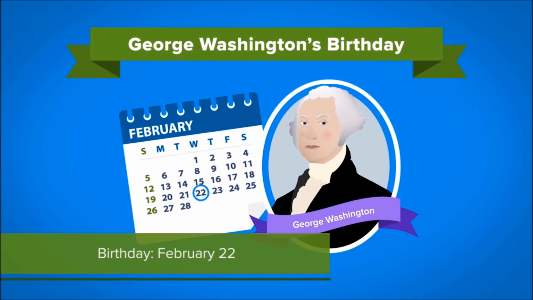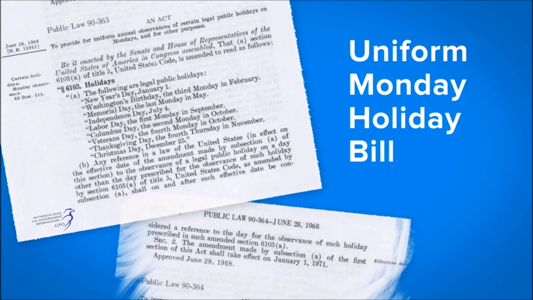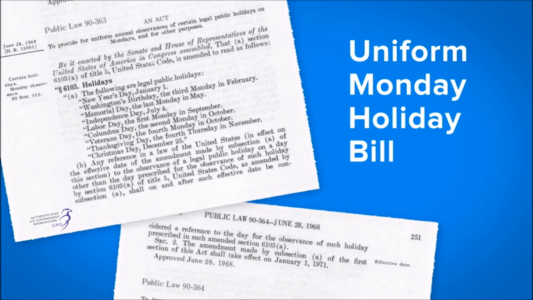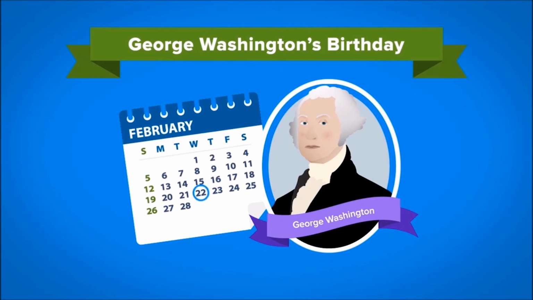The modern history of President's Day really began in 1968, when the United States Congress passed the Uniform Monday Holiday Bill. This act rearranged the dates of many holidays so that they always happened on a Monday. Congress did this so that working men and women would have several long holiday weekends spread throughout the year. The new policy meant that Washington's birthday would be celebrated on the third Monday of February.